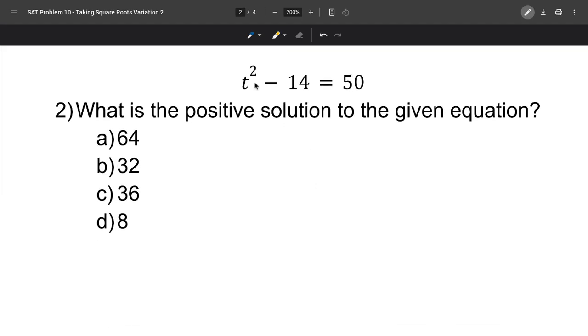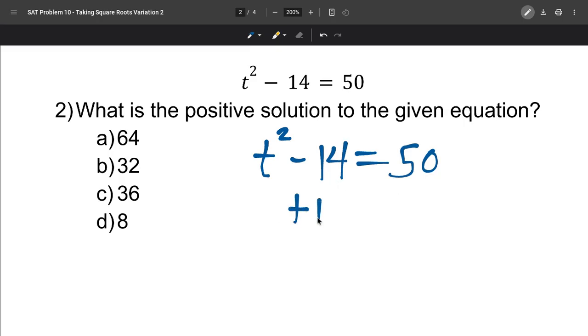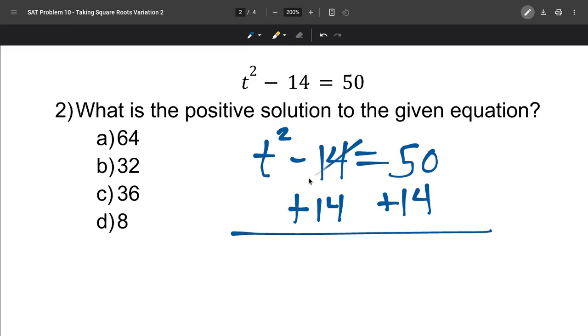All right, next one we have t squared minus 14 equals 50. Let's write that down here. t squared minus 14 equals 50. So you want to get the minus 14 to the other side, so you have to add 14. Do the inverse operation. So add 14 to both sides. You're going to get t squared equals 64.